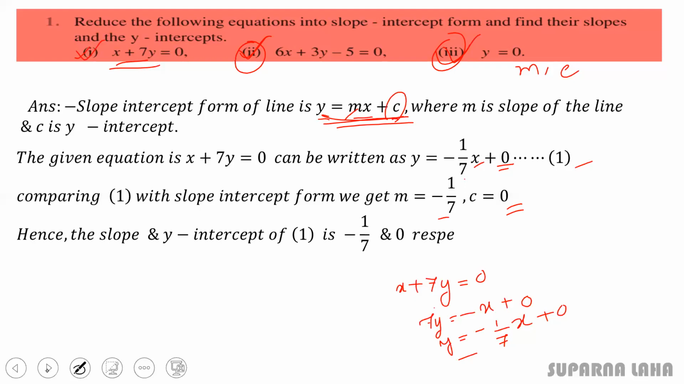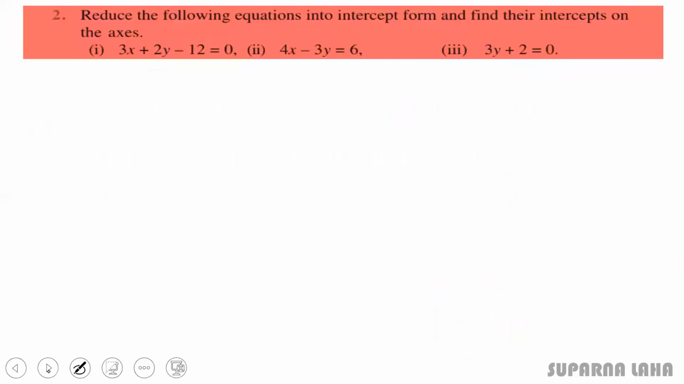Moving to question number 2. There you need to write the following equation in intercept form and write down the intercepts on the axes, the x-intercept and y-intercept. If the x-intercept is a and the y-intercept is b, the general intercept form of the equation is x by a plus y by b equals 1, where a is the x-intercept and b is the y-intercept.